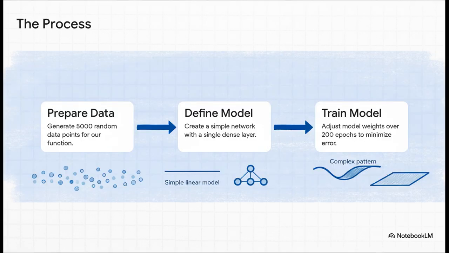We follow a pretty standard recipe here. First, we cook up a data set with 5,000 examples. Then, we define our model's architecture, and in this case, it's about as simple as it gets, just a single neuron. And finally, we train it. We show it all the data 200 times, and each time it tries to tweak its own settings to get just a little bit better at predicting y.